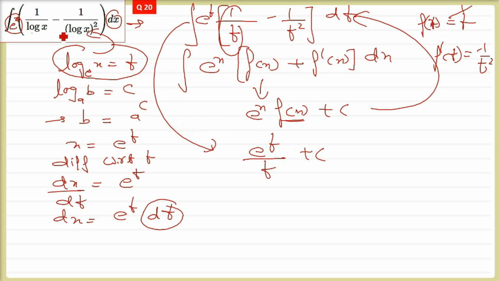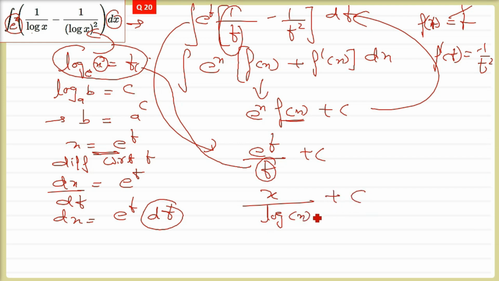Now you need to replace t, which was introduced by us only. So e raised t is simply x and t is equal to log x, which we assumed earlier, plus constant of integration, and this is your final integral.